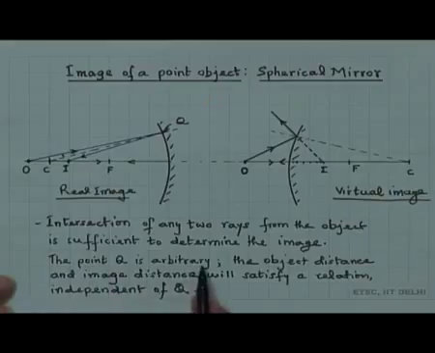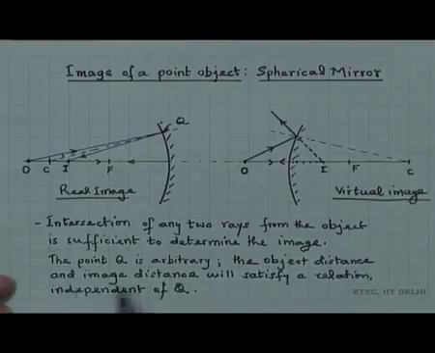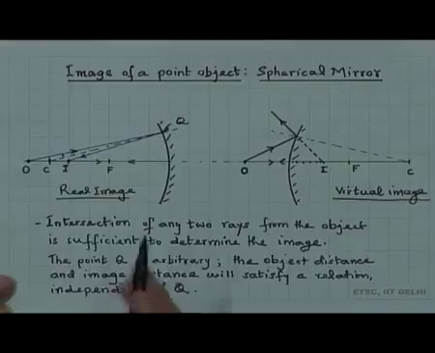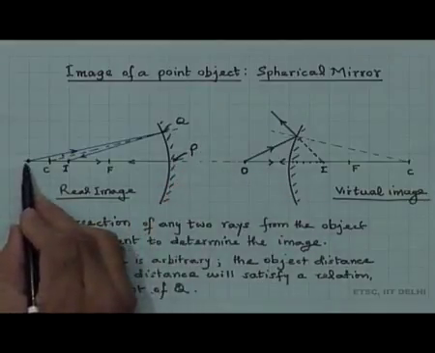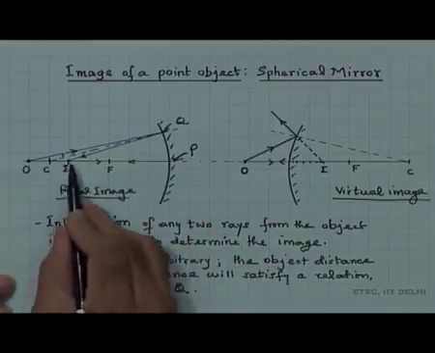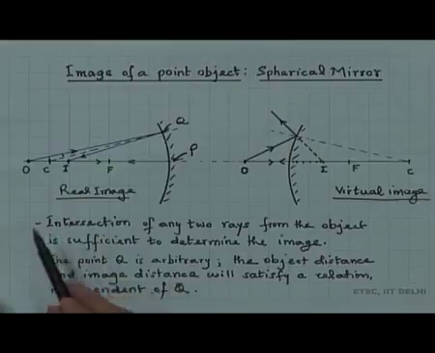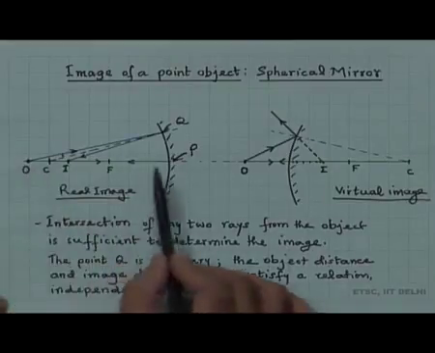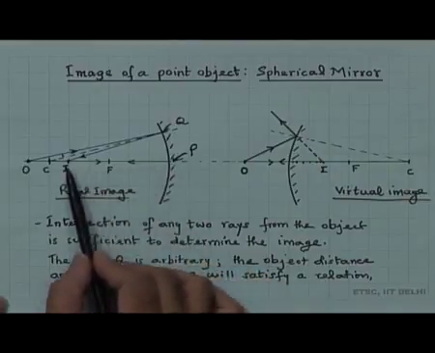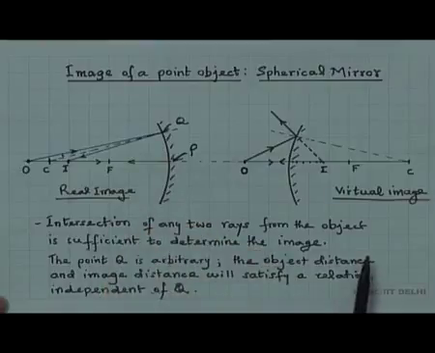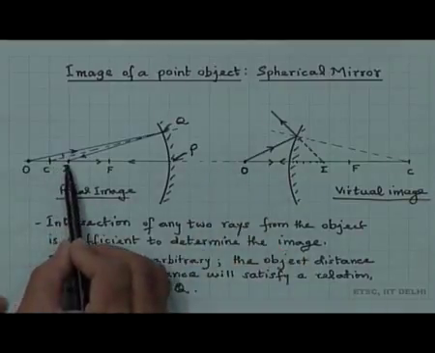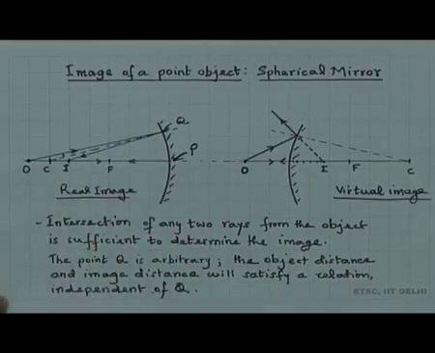So, the point Q is arbitrary and therefore, the object distance and image distance will satisfy a relation independent of Q. We will show this, that the object distance OP, where this point is P, the pole, OP is called the object distance, IP is called the image distance. We will discuss this in detail. We will show shortly that the object distance and image distance have a certain relation which is independent of the point Q. So, the point Q is arbitrary, the object distance and image distance will satisfy a relation which is independent of Q, and therefore, considering any two rays will be sufficient.